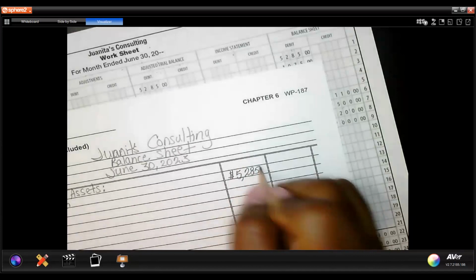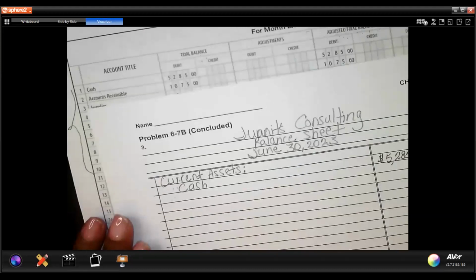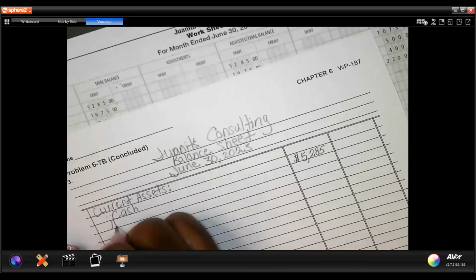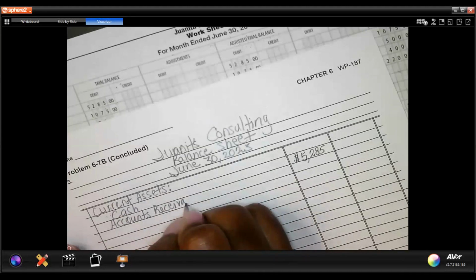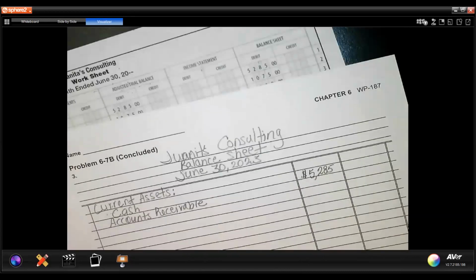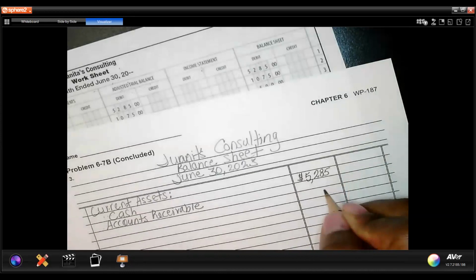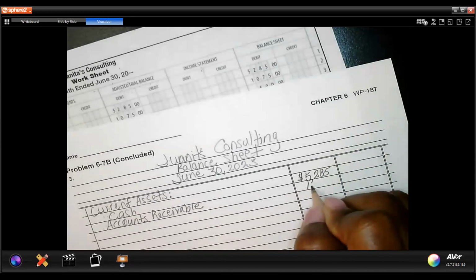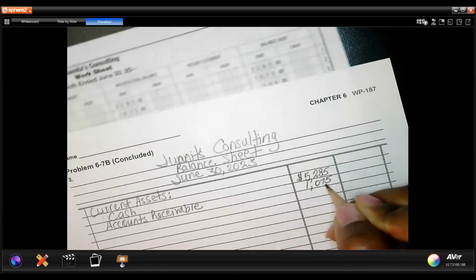Okay. Our next account that we're pulling over, that shows on the balance sheet, is going to be our accounts receivable. And that accounts receivable account has a balance of $1,075. Again, all of our asset accounts have debit balances, and that's how we're going to be entering them on the balance sheet. We're entering them on the left side. Okay, so I'm going to just write in the rest of these.